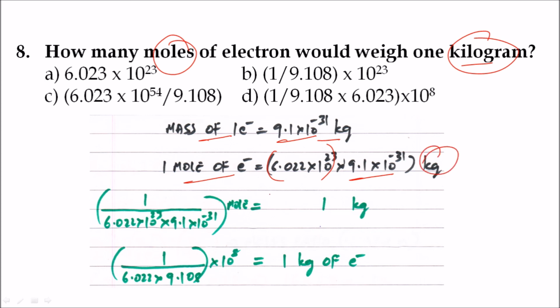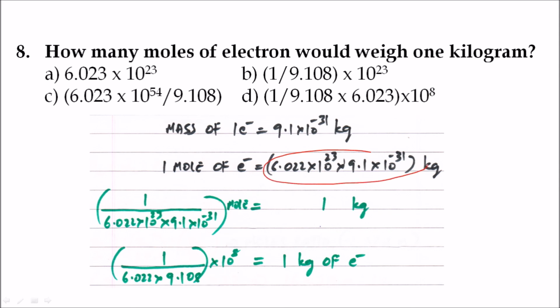Now just see what the question is: how many moles would weigh 1 kg? So in this place, what we need now is 1 kg, right? So we need 1 here. So take all these numbers to the LHS part. If you take all the numbers to the LHS, all goes to the denominator. So 1 by 6.022 into 10 raised to 23 into 9.1 into 10 raised to minus 31. This LHS part is the number of moles, equal to 1 kg, right?